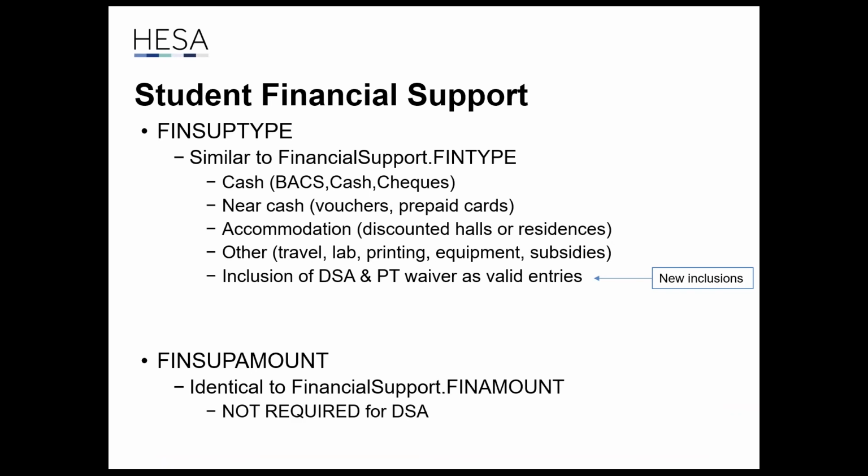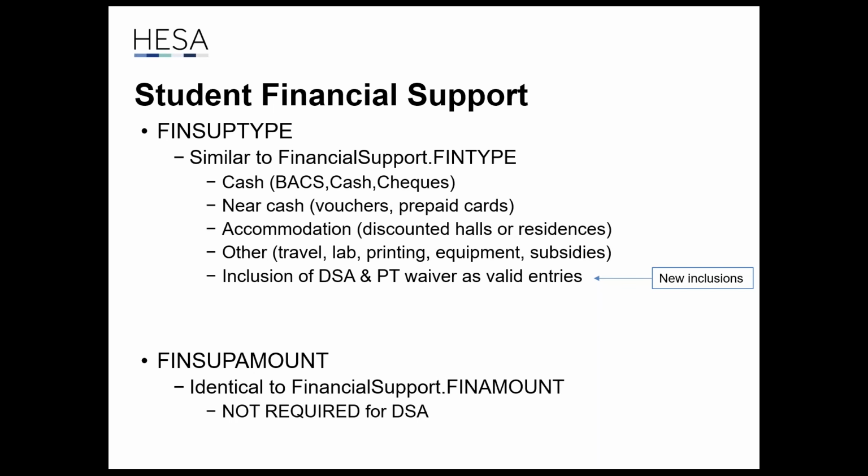So just to recap a little bit, the student financial support entity has a couple of fields. It's got that AppSend field that I just talked about. We've also got the FinSup type field, so the financial support type field, which has got very similar categories to the current financial support fin type. So the cash, the near cash, accommodation, and other type of financial support. Those definitions are all the same as they are now. Then we've got the new inclusions of the disabled students allowance and the part-time waivers as well. They are also included in that.